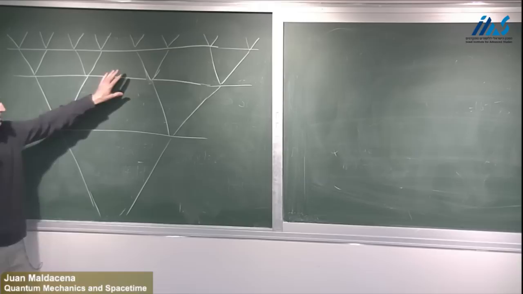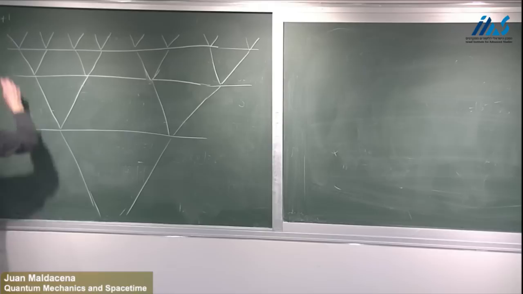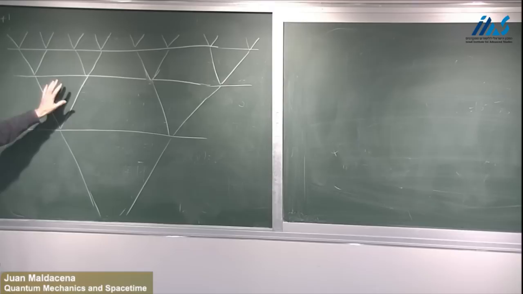So in the last lecture we were discussing that the ground state of a scale invariant field theory of, let's say, a 1 plus 1 dimensional spin chain or a scale invariant theory will have a description in terms of tensor networks, in terms of a pattern of this type.